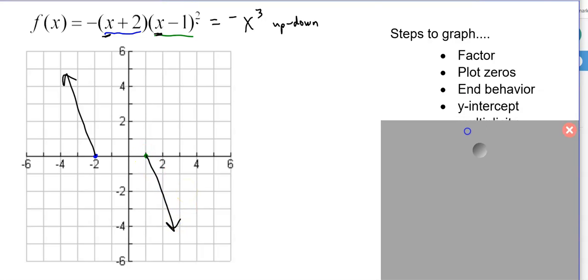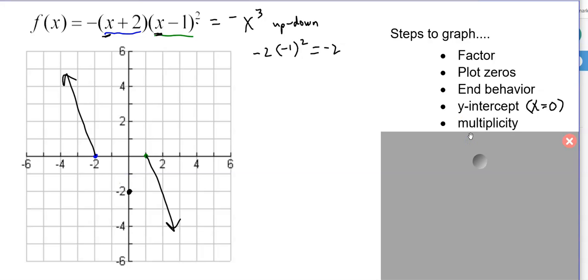Next thing you look at is the y-intercept. That would really help actually. If x equals 0, you find the y-intercept. Just plug in x equals 0. So that would be -2 times (-1) squared, which is -2 times 1, which is -2. It looks like I'm going to cross somewhere right down there.